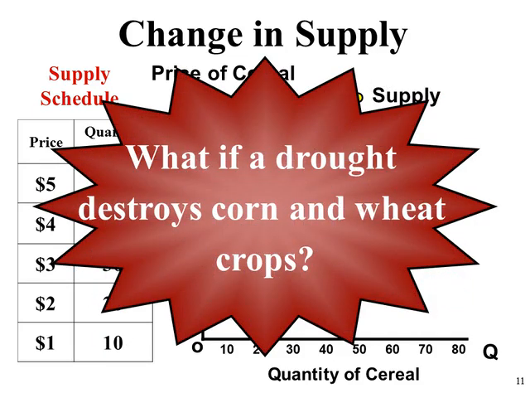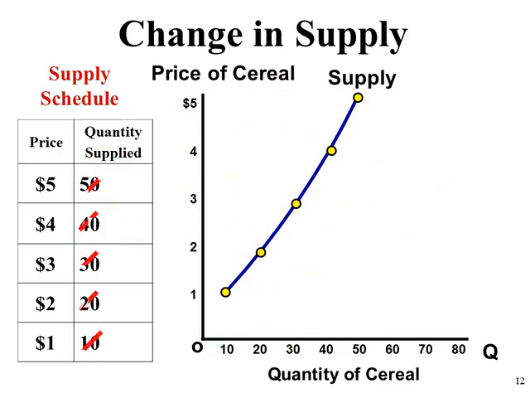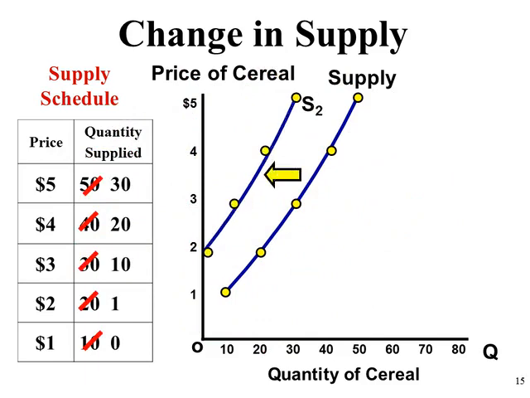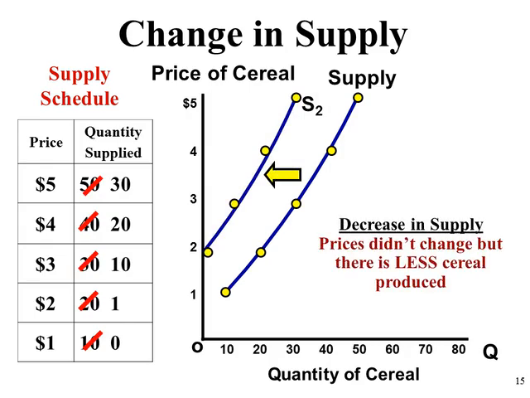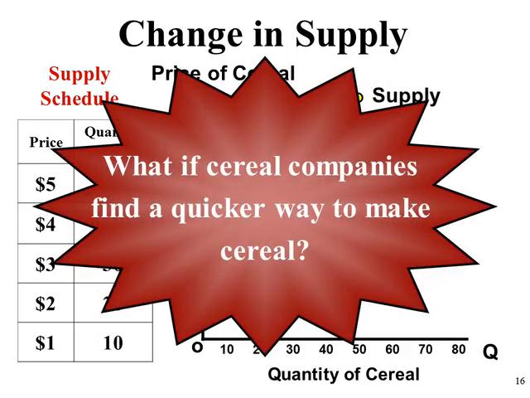What if a drought destroys corn and wheat crops, in which corn and wheat are big inputs into cereal? Those are materials that you need to make cereal. In this case, it would be a decrease in supply, and it would shift to the left. Prices didn't change, but there's less cereal produced, so there's a change in supply. Once again, a shift in the curve. What if cereal companies find a quicker way to make cereal? What would you think would happen to the supply curve then?